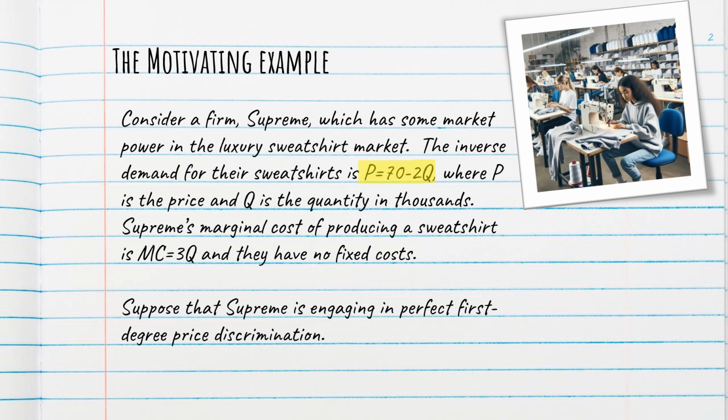We're also told that Supreme's marginal cost of producing a sweatshirt is 3Q and that they have no fixed costs. We're going to suppose that Supreme, because they have some market power, is able to engage in perfect first-degree price discrimination. Let's remind ourselves what that means. That means that they're going to sell each unit at the consumer's willingness to pay, conceptually stealing all of the potential consumer surplus away and converting it into profit.